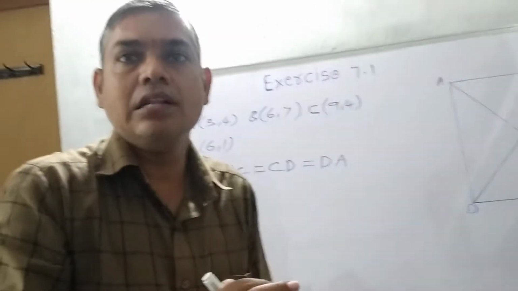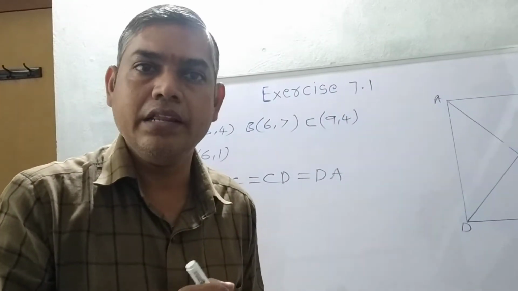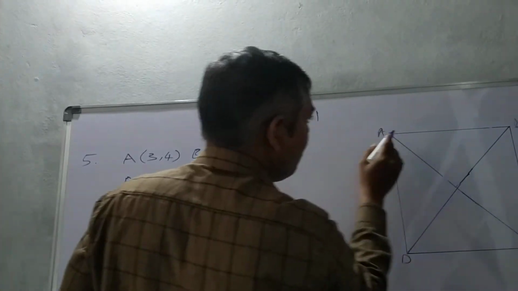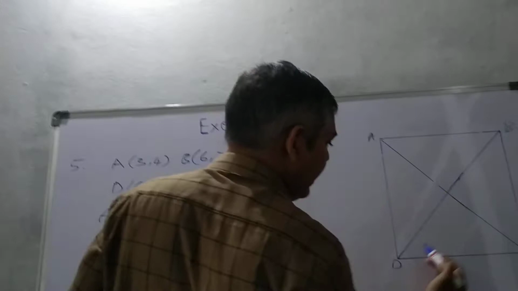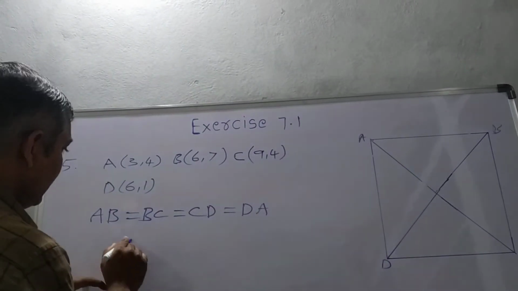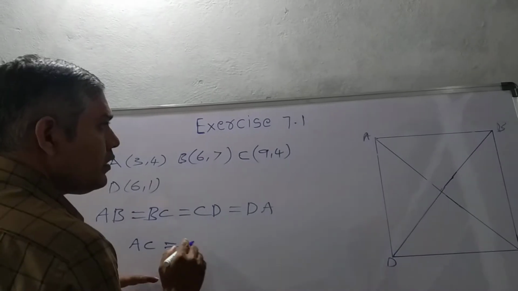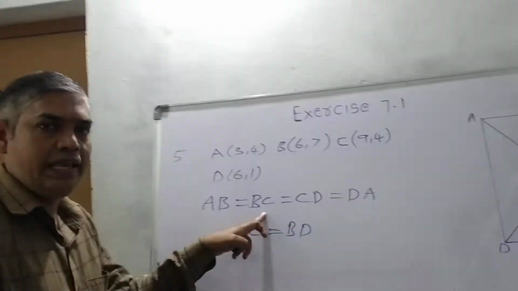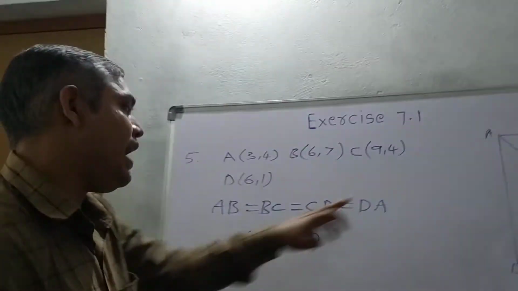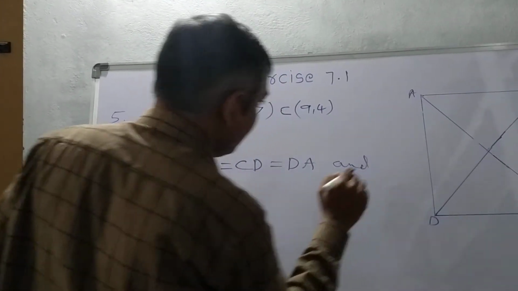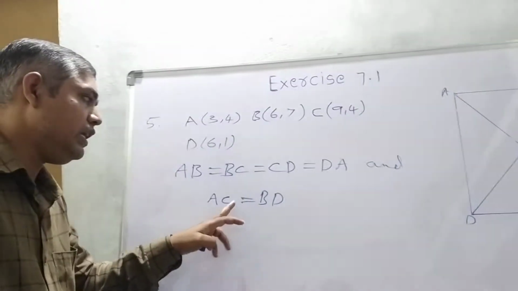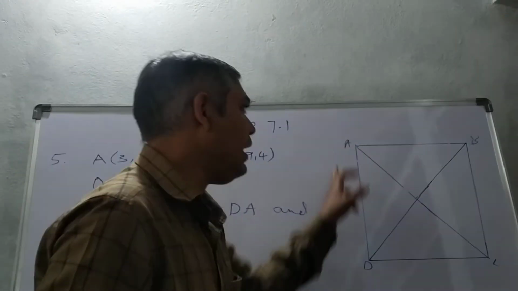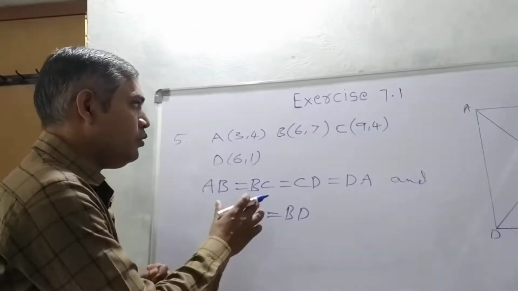But in a rhombus also all 4 sides are equal. That's why we also have to prove the diagonals are equal. AC is a diagonal and BD is a diagonal, and we have to prove AC is equal to BD. If we prove AB is equal to BC is equal to CD is equal to DA and the diagonals AC is equal to BD, then we can say that the given ABCD is a square. This is the way to solve the problem.